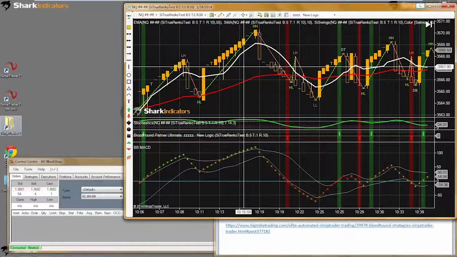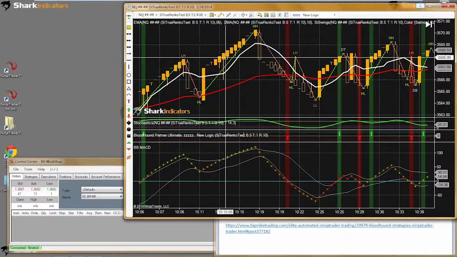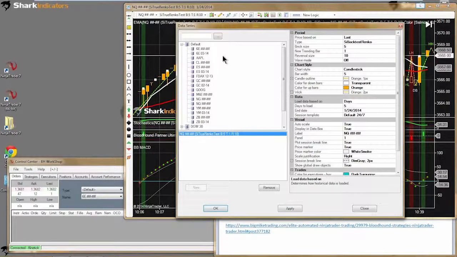Let's see. All right, here's a good question that comes around a lot, and it's regarding bar types. So Celso is asking, have you seen or do you have any experience with BloodHound working with point and figure type charts?